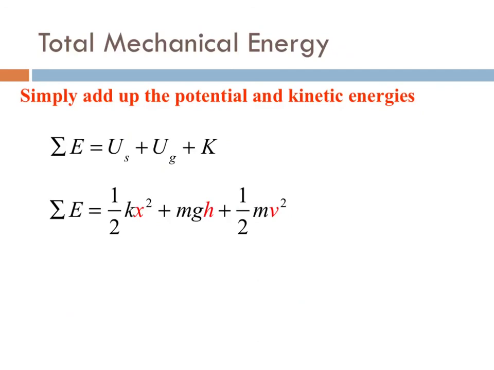And the last part, if a problem asks you to solve for the total mechanical energy, well, we have three types of mechanical energy. We have kinetic, potential energy of a spring, and gravitational potential energy. So we would simply need to add all three up. This is going to help us go into our next section, which talks about conservation of mechanical energy.